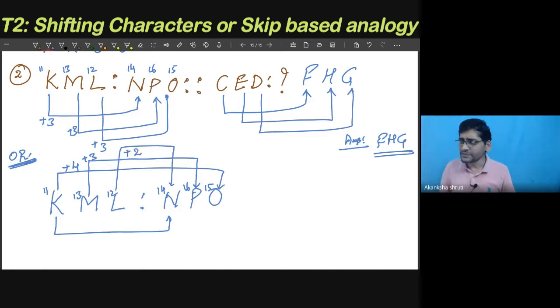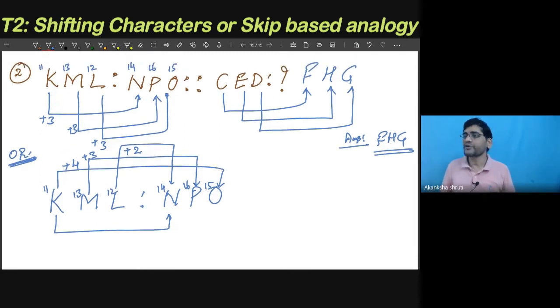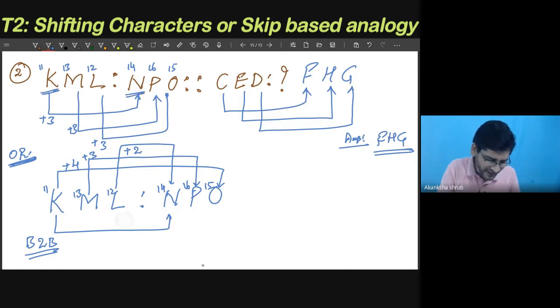So can this approach be applied here? And are we getting the same answer or a different one? That we also need to check. Sometimes by applying this approach, beginning mapped with end, means beginning to end. This was our beginning to beginning. In the first approach we mapped K with N, this was the beginning, and this was the beginning of the second word. So it was beginning to beginning.